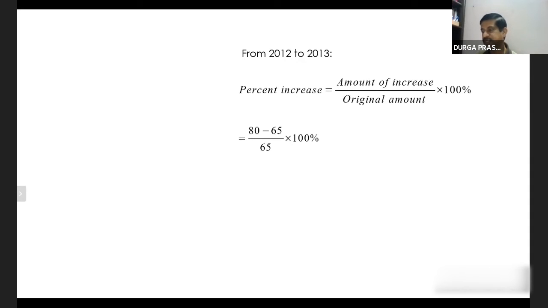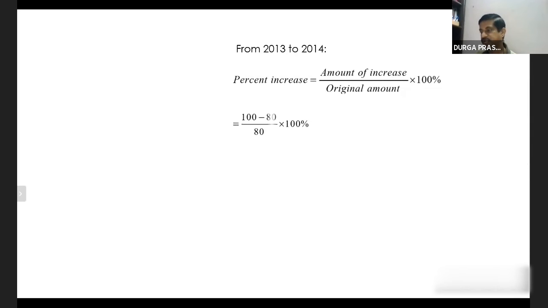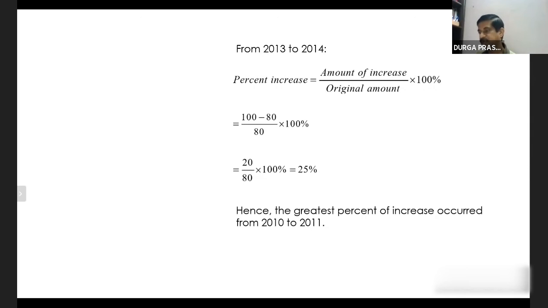For 2012 to 2013, the percentage increase is 23.08. So still 37.5 is higher. For 2013 to 14, again it is 25%. So still 2010 to 2011, at 37.5, is the highest increase. Okay. So the option is A. Please note it quick.